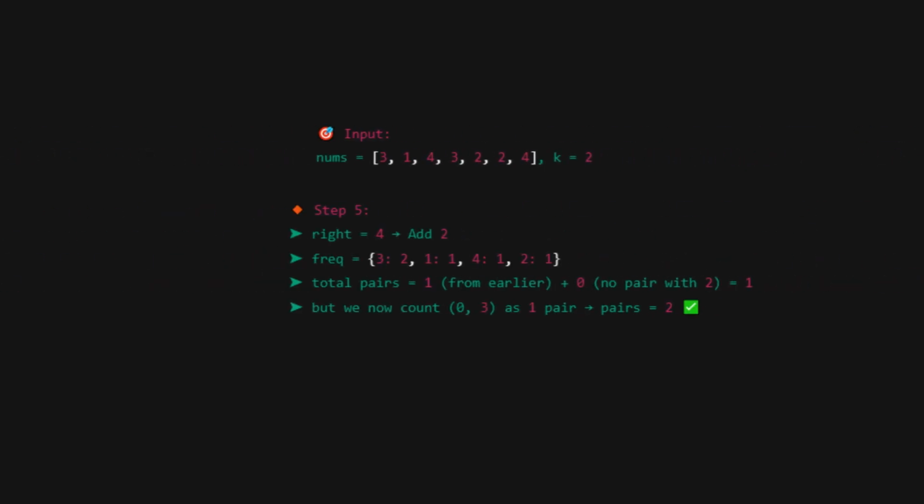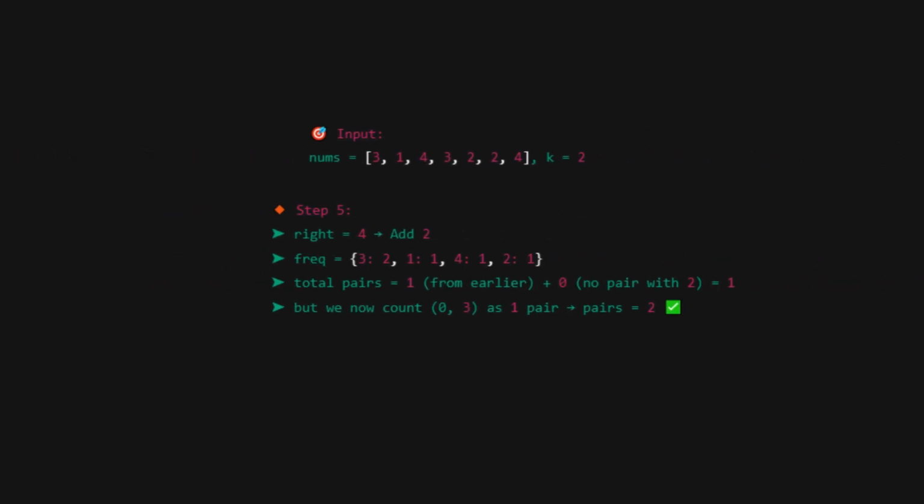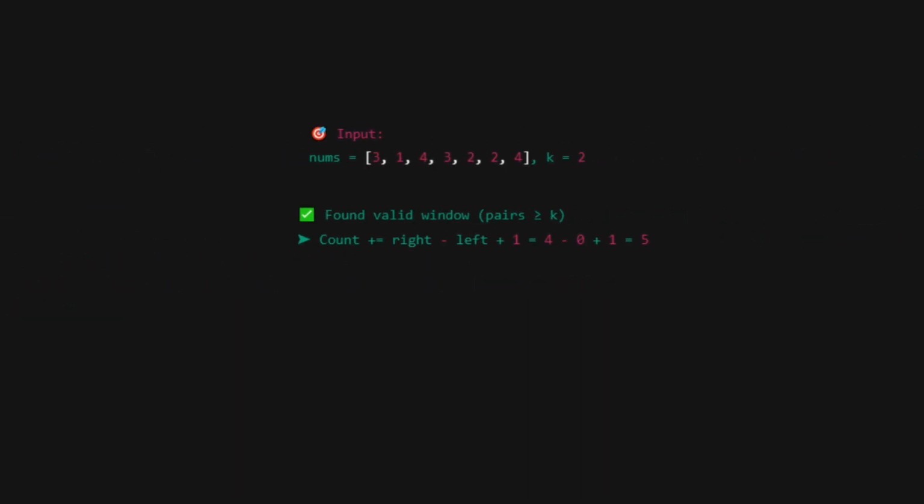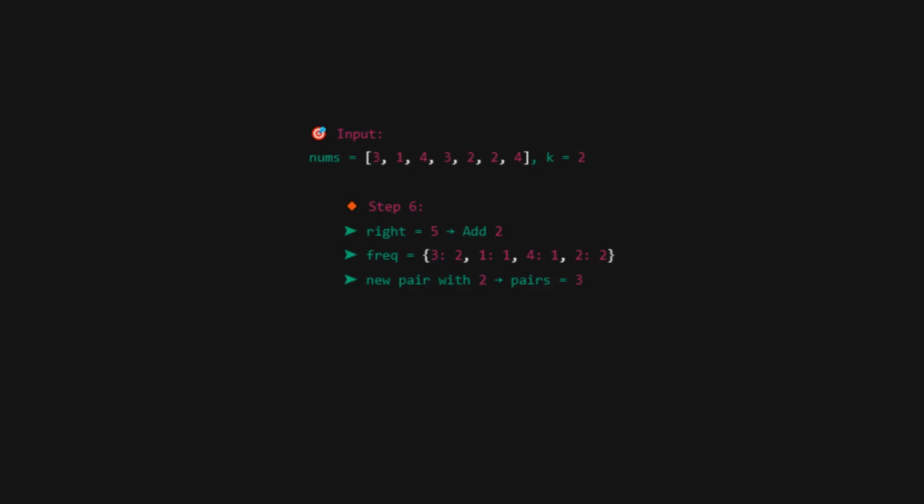The right pointer moves to 2. The map updates to 3 maps to 2, 1 maps to 1, 4 maps to 1, 2 maps to 1. That gives us 2 pairs in total, which matches our target k equals 2. So we've found a valid subarray. Now, we start moving the left pointer to check if we can find smaller subarrays that are still valid. The right pointer moves to the next element, another 2. The map becomes 3 maps to 2, 1 maps to 1, 4 maps to 1, 2 maps to 2. Now we have 3 pairs, which is more than we need. So we continue moving the left pointer to reduce the window size.